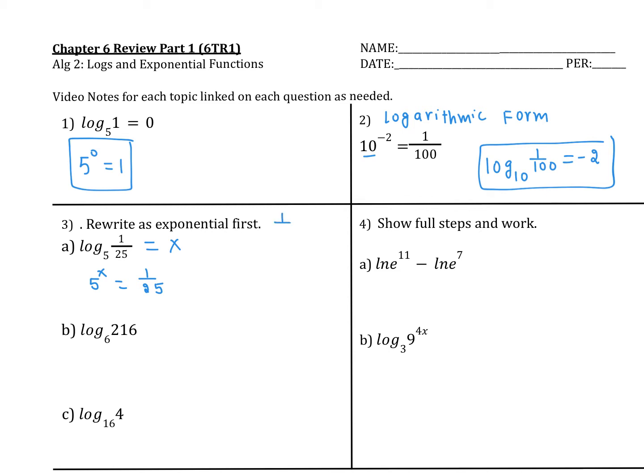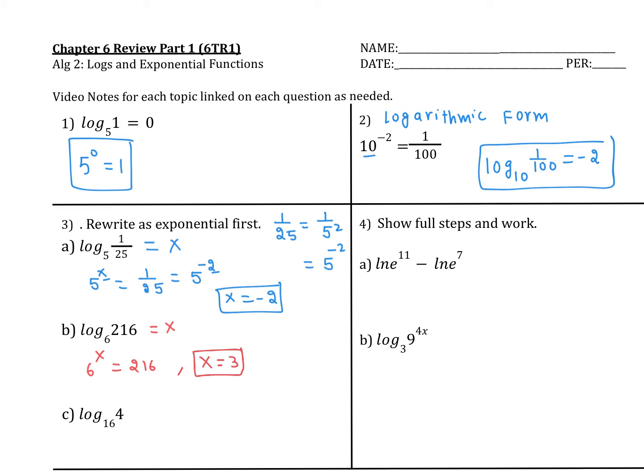And 125 you can write as 1 over 5 to the power 2, which is ultimately 5 to the power negative 2. Base same, powers equal, so x equals negative 2. For letter B, 6 to the power x equals 216. So you're going to have to figure out what x gives you 216. x should be 3. So x equals 3.